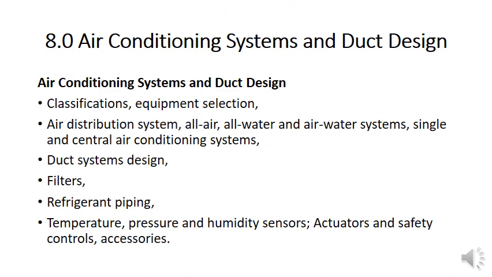In this part, we will be discussing the different systems and design, their classification, selection of the equipment, then different types of air distribution systems, in which we are going to cover all air, all water, and the mixture. Then how duct, why duct is required, what are the different types of filters, piping, and different types of sensors like temperature, pressure, and humidity control, and a few accessories which are used for air conditioning system and duct design.